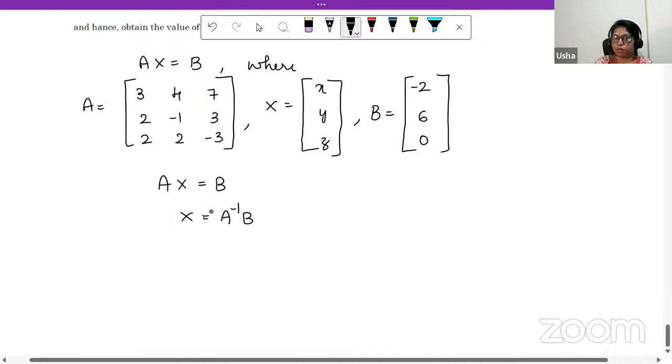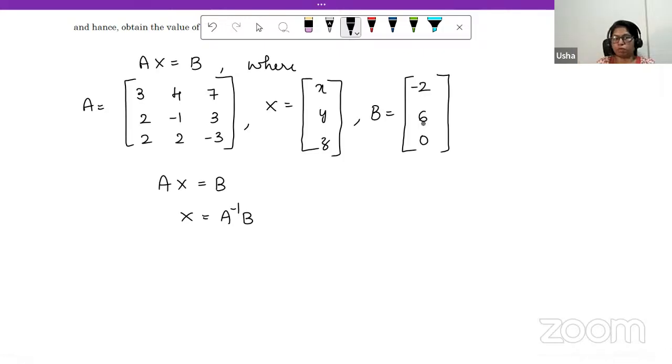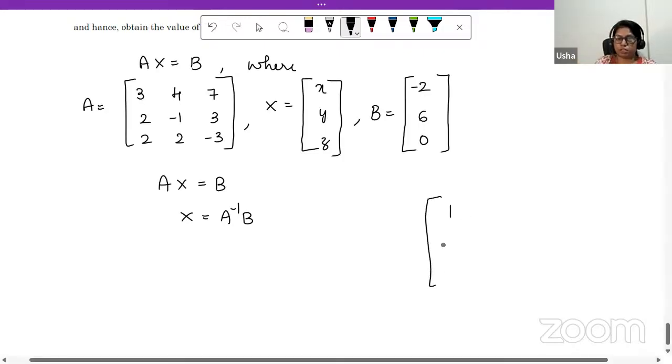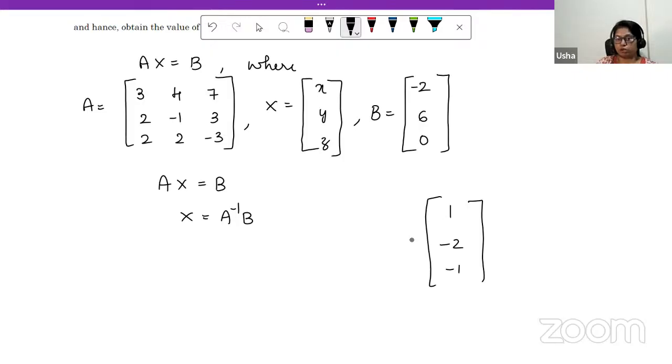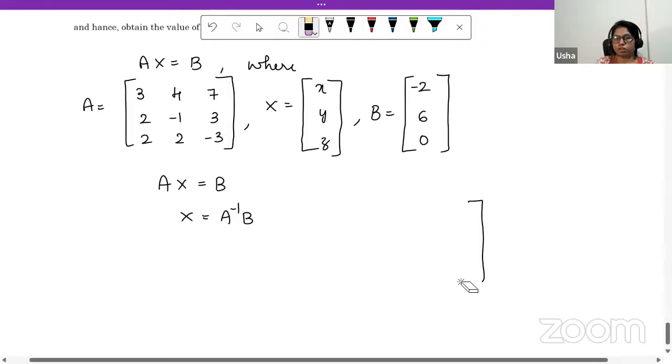B is this matrix. Multiply with B. You will get one column matrix of this sort. Whatever values you get, suppose you get values like 1, minus 2, minus 1, this will be the final answer. Then you should say, therefore, x is equal to 1, y is equal to minus 2, and z is equal to minus 1. So I'm not going to solve this.